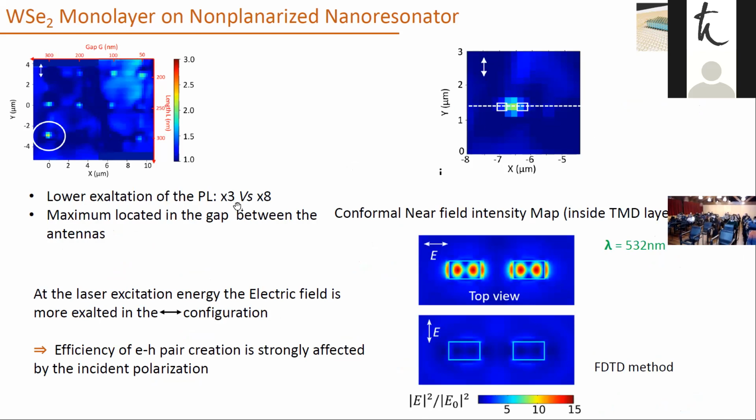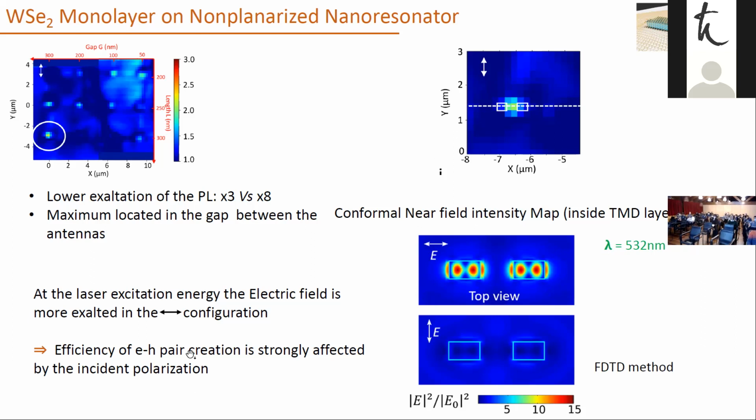So now we turn the polarization, and the PL map is completely different. You see the PL enhancement is now times 3 versus times 8 previously, and the maximum is located in between the antennas and not all over the antenna like in the previous polarization. So this is not a surprise. In fact, it's made by design, because if we calculate the near field intensity map of the electric field at 532 nanometers, we see that we expect the electric field to be strongly enhanced in the parallel case and close to zero enhancement in the perpendicular case.